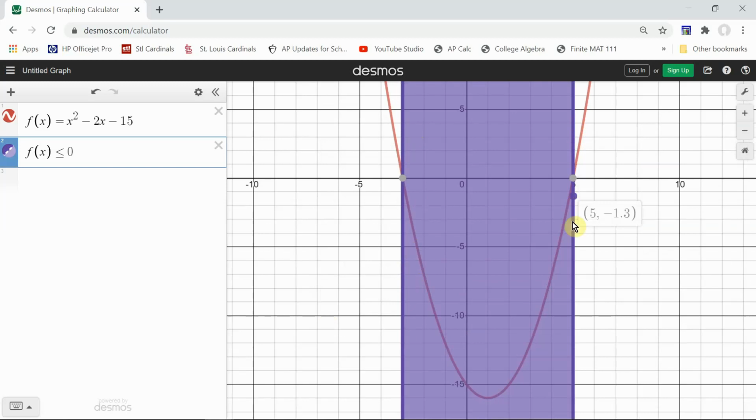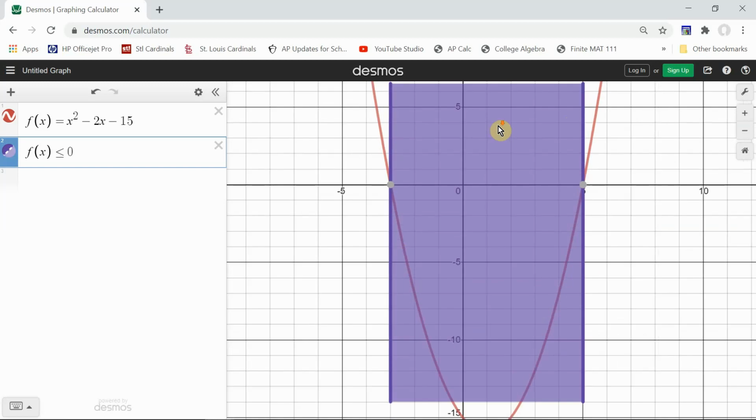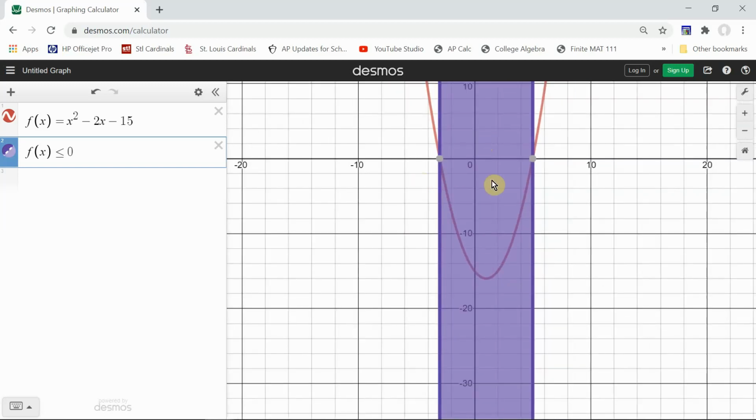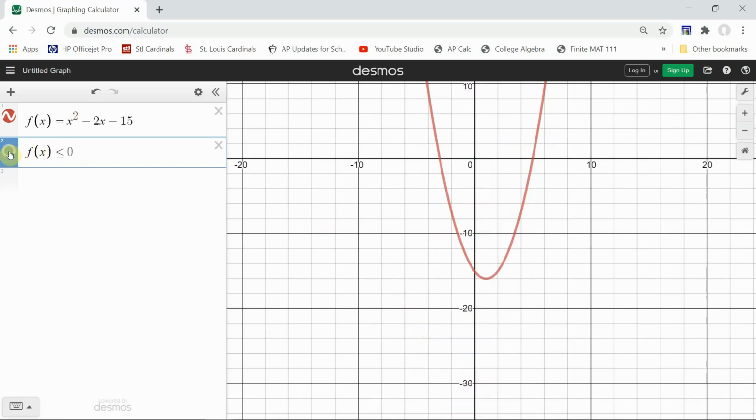And then here, I have another vertical line at x equals 5. And then all of this stuff between them is shaded. So really what it's saying here is that the solution, so let me hide this again for just a second. When I think about the solution of where this thing equals 0, I'm getting these two values.